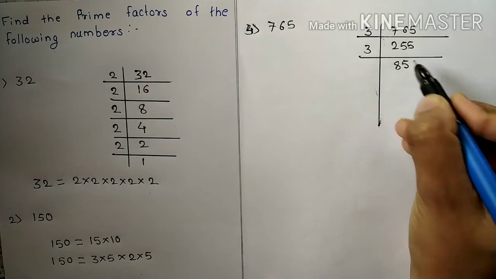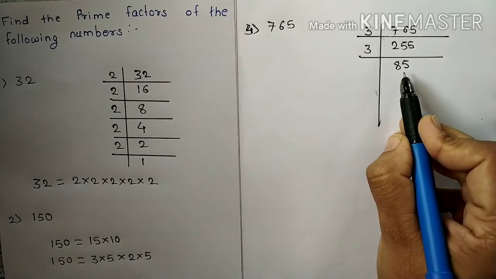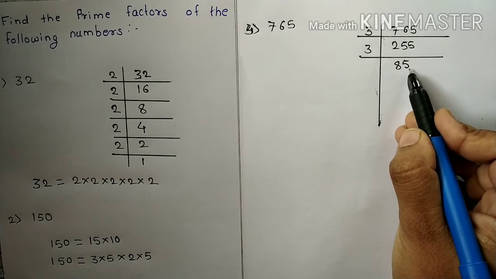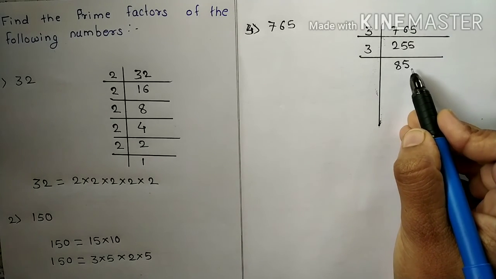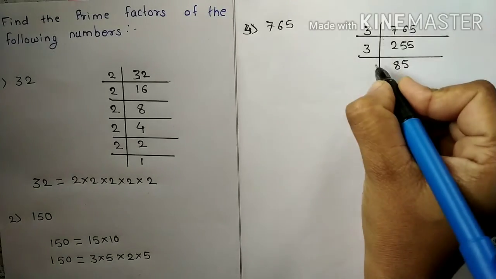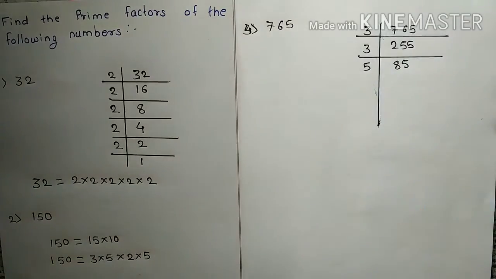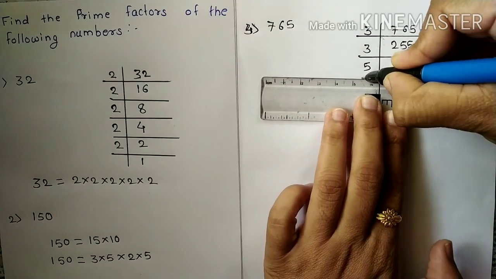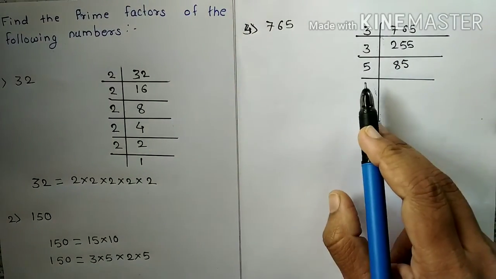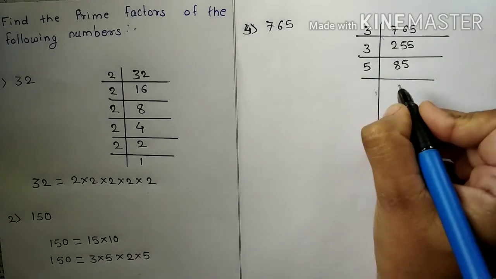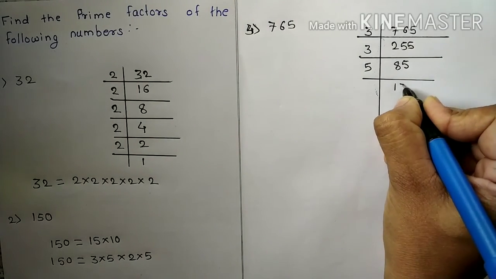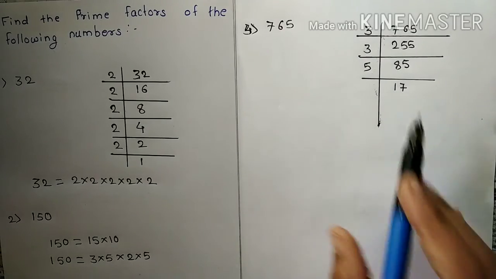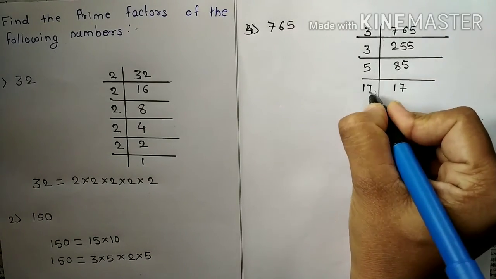Now, here the last digit of 85 is 5. So 85 is divisible by 5. So write here 5. And when we divide 85 by 5, we will get 17. 17 is divisible by 17. So write here 17.